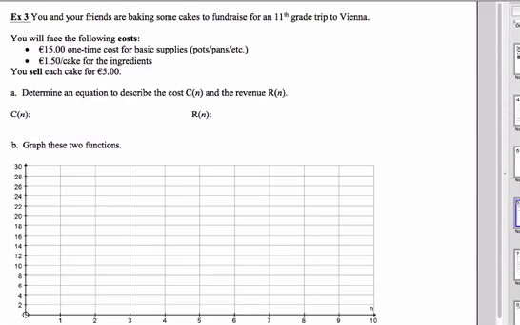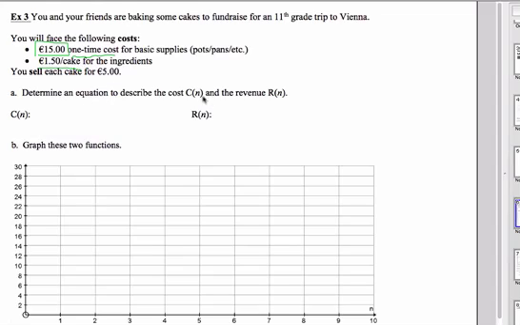Let's take a look at another example here. You and your friends are baking some cakes to fundraise for an 11th grade trip to Vienna. You will face the following costs: a one-time fee of 15. A one-time fee, that's a constant fee. That's likely going to be your y-intercept. And then you have €1.50 per cake for ingredients. You sell each cake for $5.